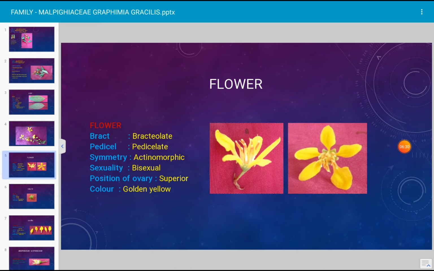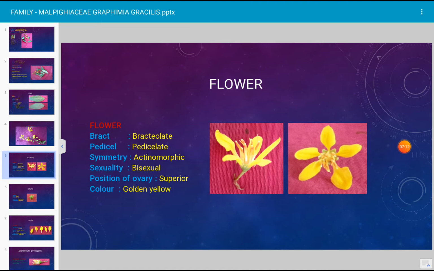Okay. And here, flower symmetry. Flower is symmetrical in Galphemia. The flower is symmetrical flower, that is described as actinomorphic. What is actinomorphic? The flower is radially symmetrical. If you cut the flower through any vertical plane, it can divide into two equal parts. Such flowers are described as actinomorphic in taxonomy. And how is the sexuality? The flowers of Galphemia gracilis are bisexual. Why are they bisexual?